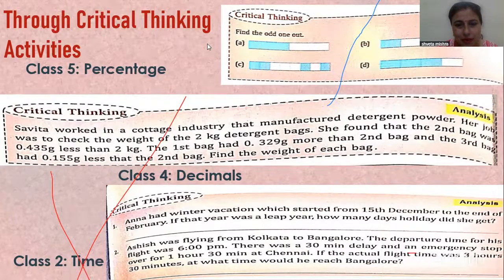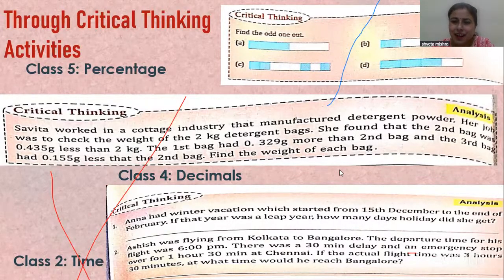Okay, Meenakshi ma'am has also sent the answer. I wish you can please revise your answer, ma'am. However, let us now try to solve the other one. Anna had winter vacation which started from 15 December to the end of February. If that year was a leap year, how many days? Acha, you have solved the second one. Great, Meenakshi ma'am. 76 days. Is it 76 days, ma'am?